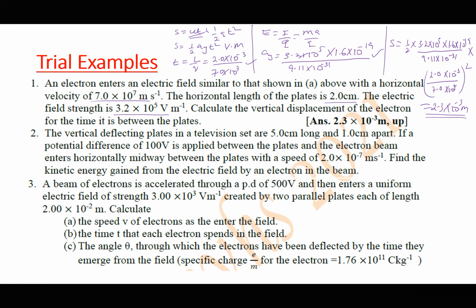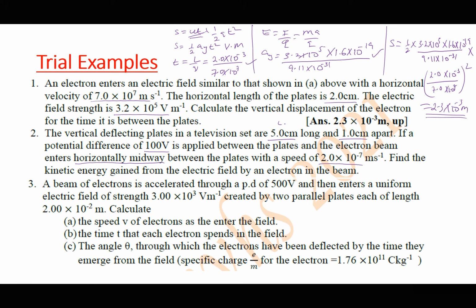The vertical deflecting plates in a TV set are 5 centimeters long and 1 centimeter apart. If a PD of 100 volts is applied between the plates and the electron beam enters horizontally midway between the plates with a speed of 2.0 times 10 power 7 meters per second, find the kinetic energy gained from the electric field by an electron in the beam. So all we need is the speed with which it emerges from the field. We have the length of the plates.